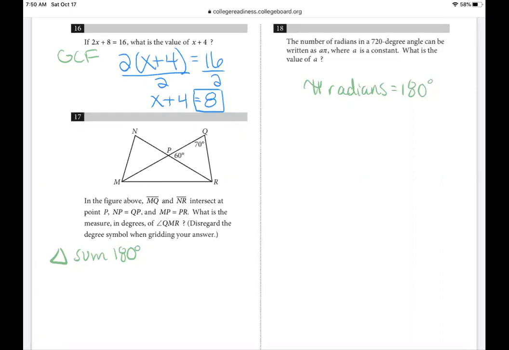So if we know that QPR is 60 degrees, then NPM will also have to be 60 degrees. And just some information that is provided is that NP equals QP, and that MP equals PR. Okay, so just to notate that. And what are we trying to find? We're trying to find QMR. So we're trying to find this angle down here.